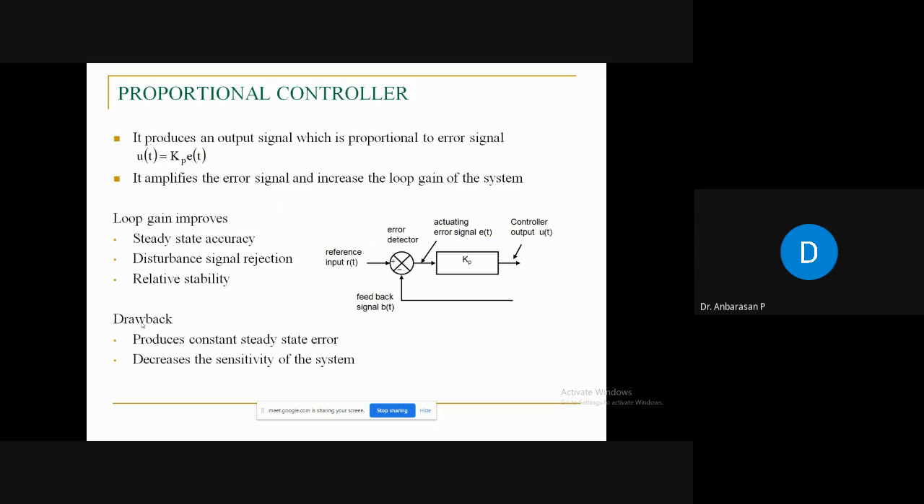The drawback is that it produces a constant steady state error and also decreases the sensitivity of the system. And for a proportional controller, there are two conditions: the deviation between input and output should not be very large, and the deviation should not be a sudden one.